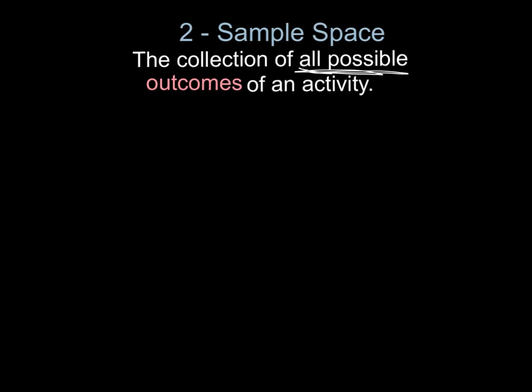Now let's talk about sample space. The sample space is the collection of all possible outcomes of an activity. For flipping a coin, there were two different outcomes. The outcomes were heads or tails.